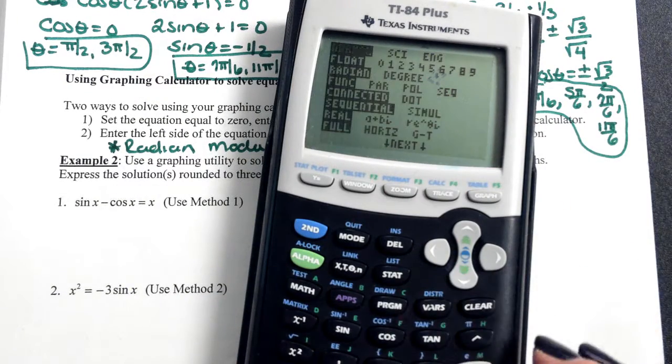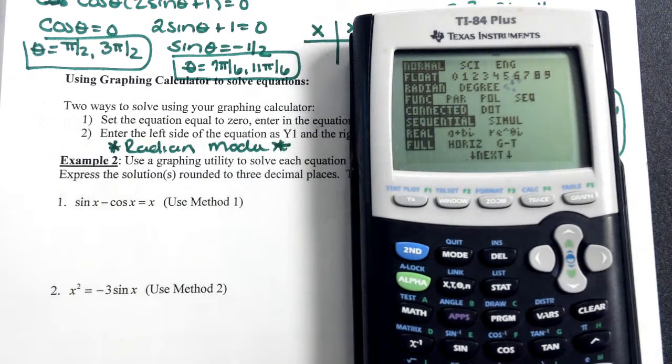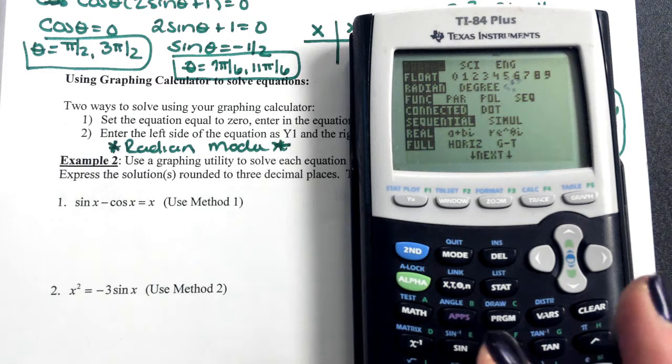Your graphs will look 100% different. You're going to get crazy looking graphs if it's not. So make sure you are in radian mode.